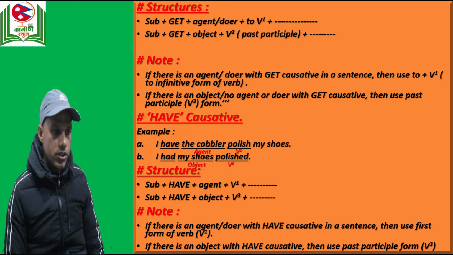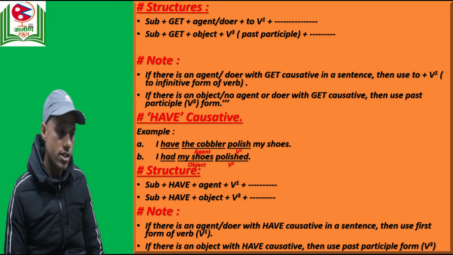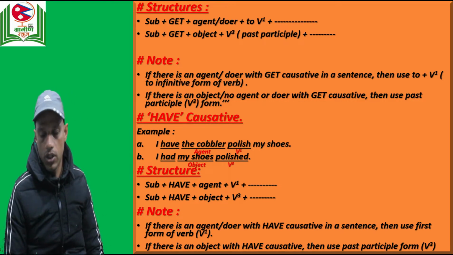Now I have given you some points under note and I hope these points will help you understand better about get causative. Let's see the first point. If there is an agent or doer with get causative in a sentence, then use to verb 1 form or to infinitive form of verb. And next point: if there is an object or no agent or doer with get causative, then use the past participle form of verb. We have already discussed this. Now we'll move towards the next type of causative verb, that is have causative.